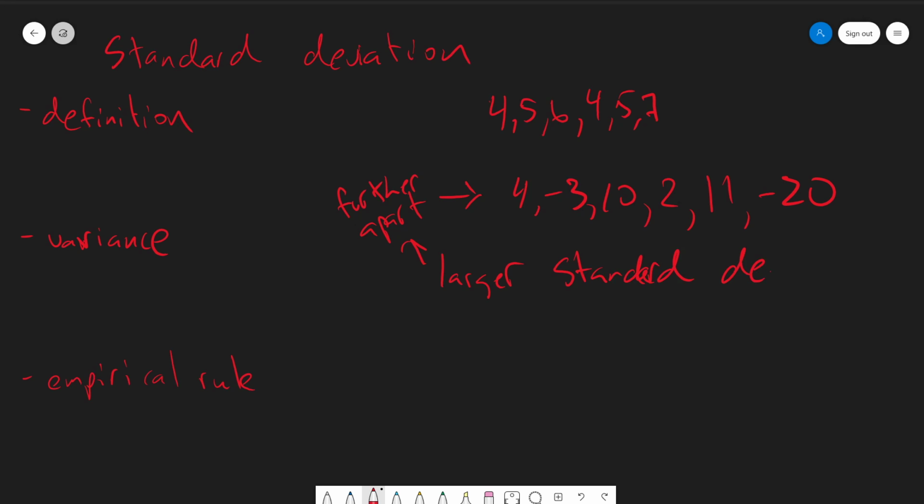Standard deviation, you'll see that written with this little sigma notation. And this is closer together, so it has a lower standard deviation, this guy. That's pretty much it. That's what a standard deviation is.